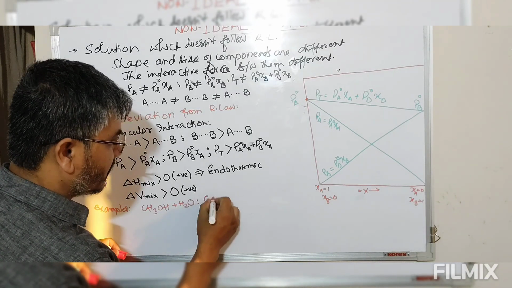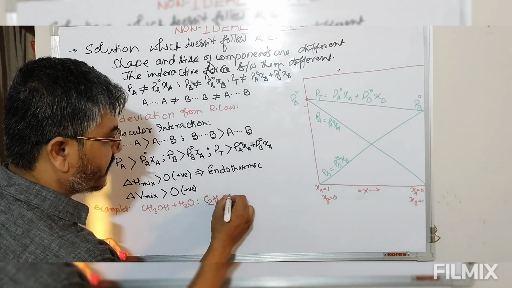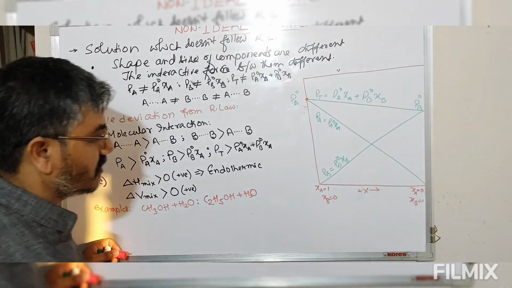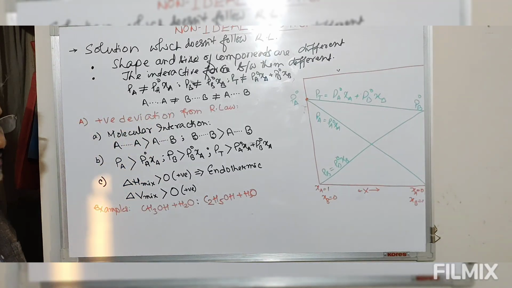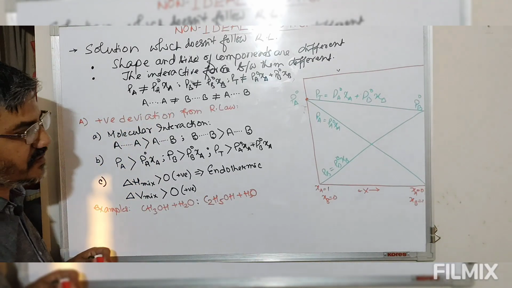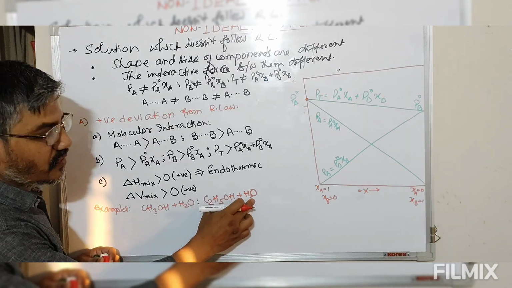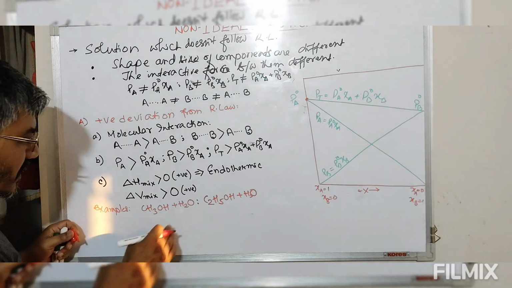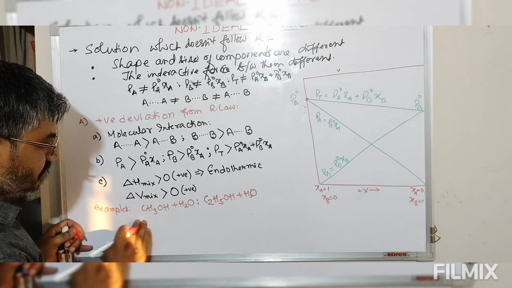Similarly, we can have a look at this ethanol, C2H5OH plus water. This is again showing positive deviation from Raoult's law because of the same reason. Hydrogen bond in water is stronger than hydrogen bond present between water and alcohol. Then also we can have a look at this.